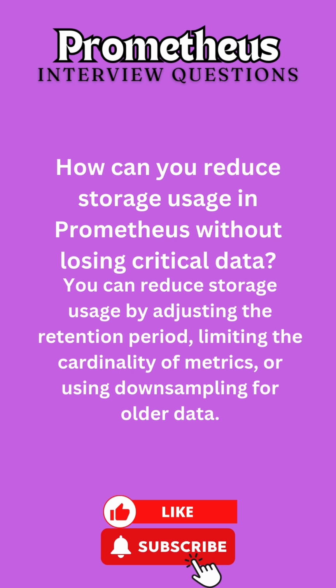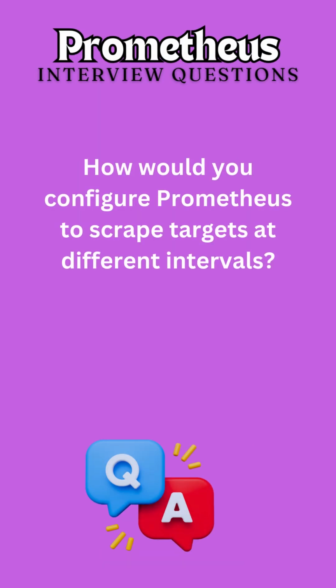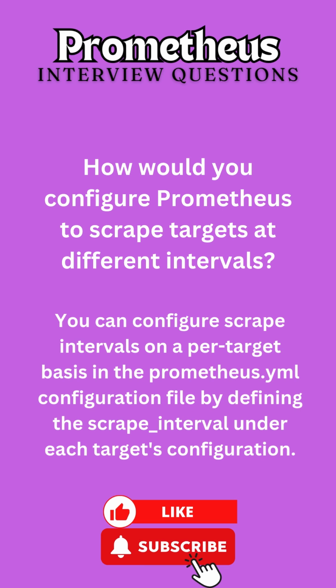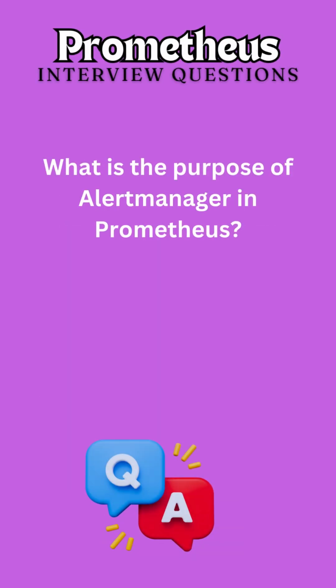You can reduce storage usage by adjusting the retention period, limiting the cardinality of metrics, or using downsampling for older data. How would you configure Prometheus to scrape targets at different intervals? You can configure scrape intervals on a per-target basis in the prometheus.yml configuration file by defining the scrape_interval under each target's configuration. What is the purpose of Alert Manager in Prometheus?